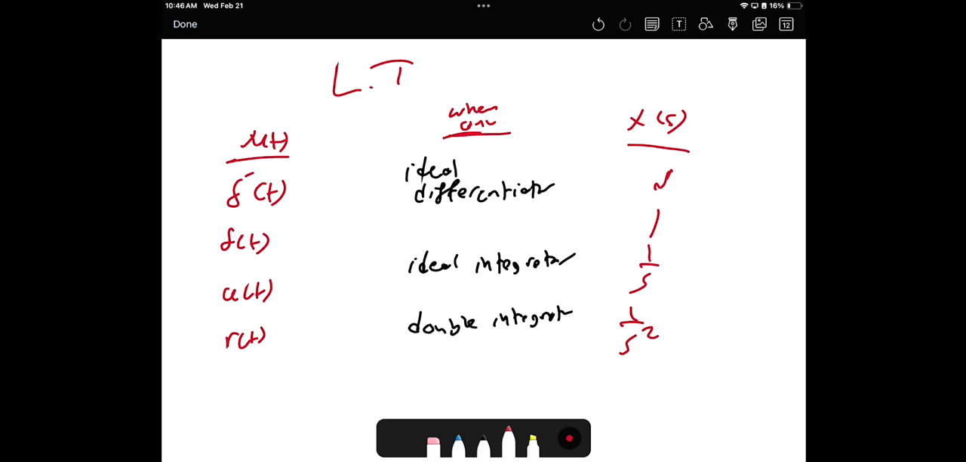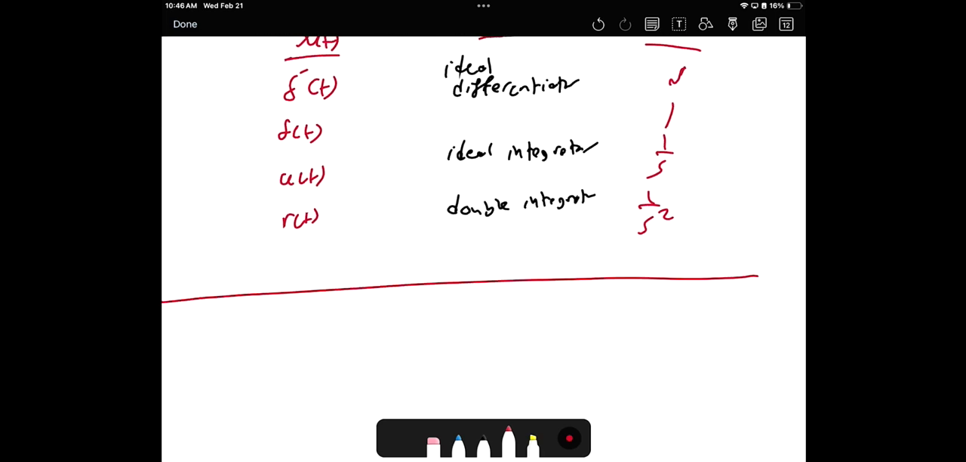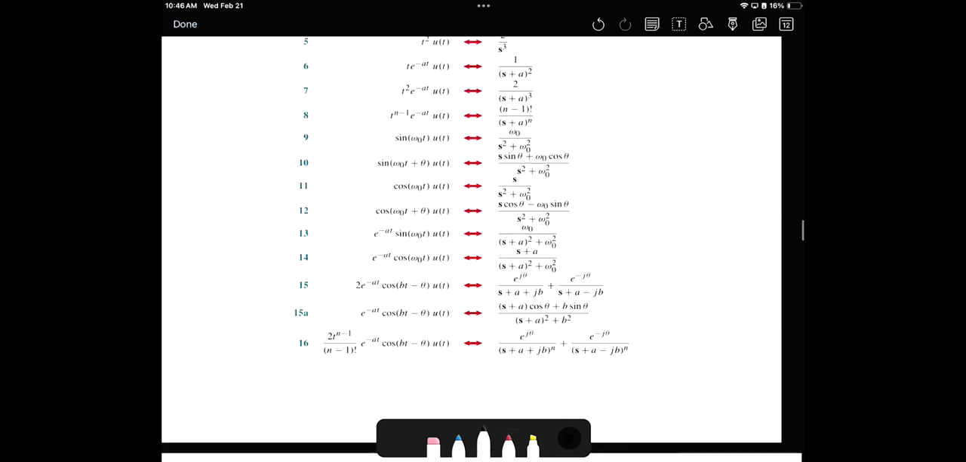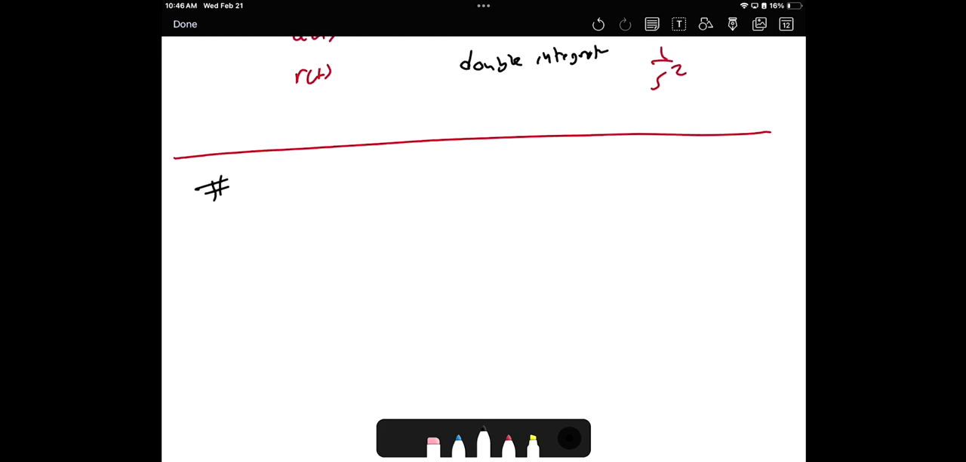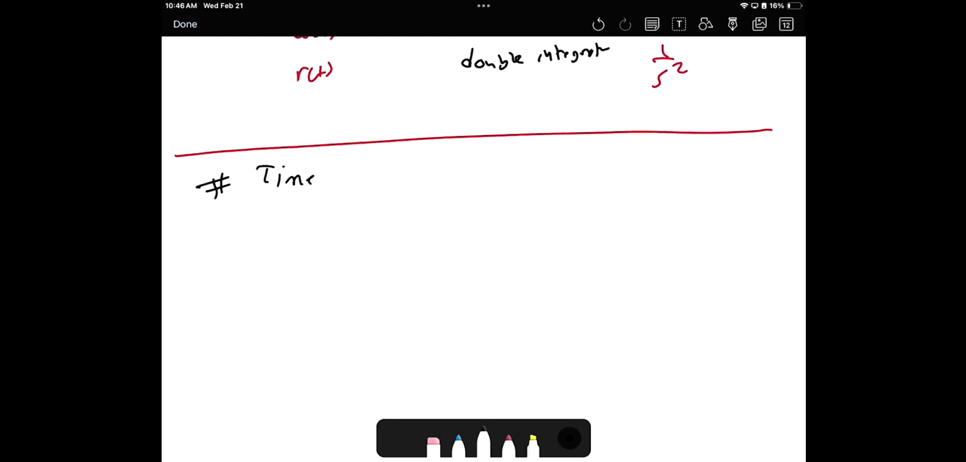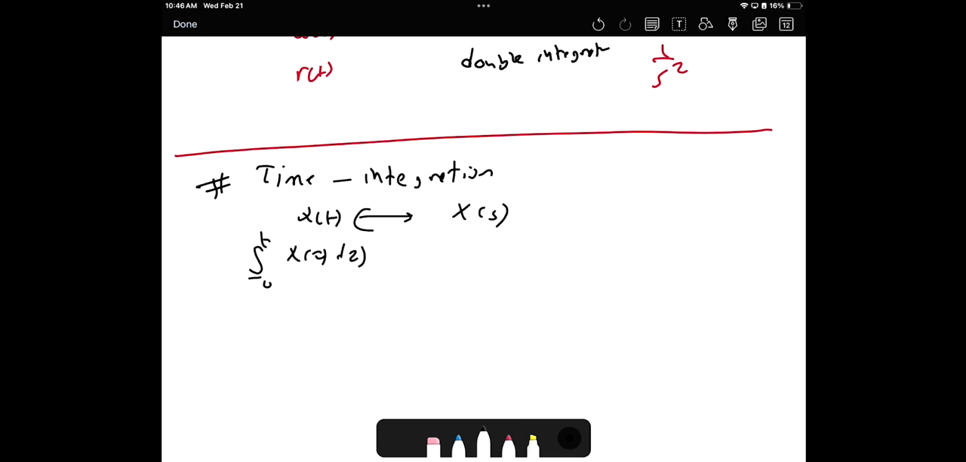Okay, let's do also another property. It's the time integration, because we spoke about everything. Let's see just the time integration. It should be 1 over s squared, but let's prove this. Time integration. So whenever we have x of t, it will be x of s, then the integral from negative 0 to t, x of tau d tau, will be 1 over s times x of s.